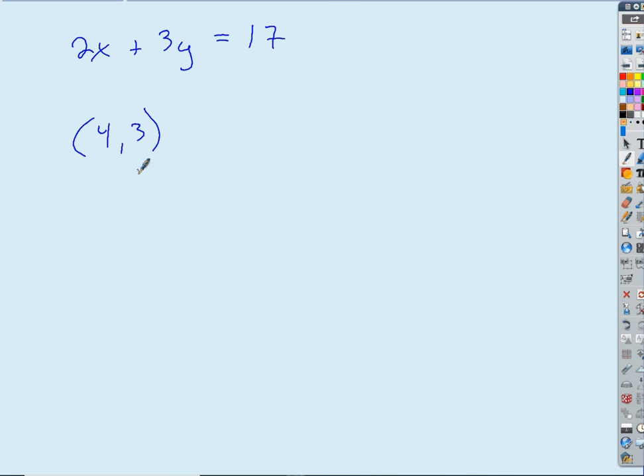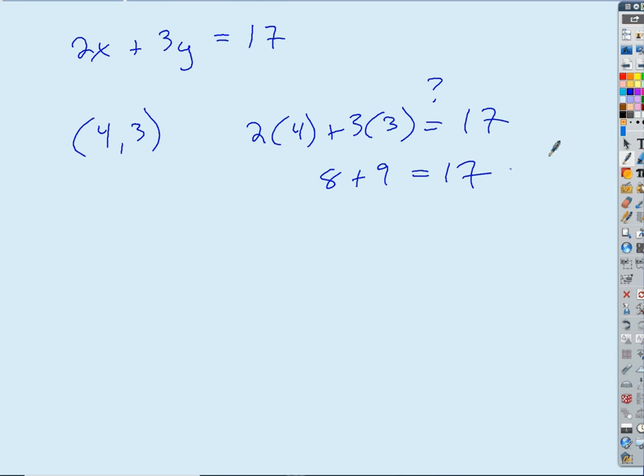Okay, so we plug it in, we see what happens. If we plug in the ordered pair 4, 3, I'm going to get 2 times 4 plus 3 times 3. And the question is, does that equal 17? It does. I get 8 plus 9, which is 17. So yeah, it's a solution, right? That one works.